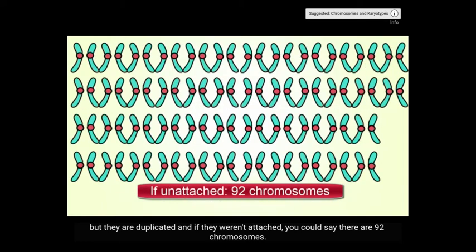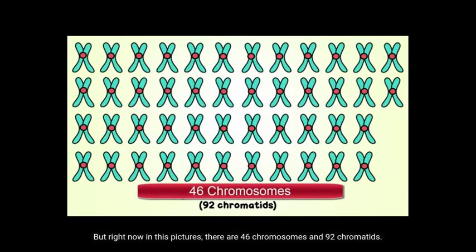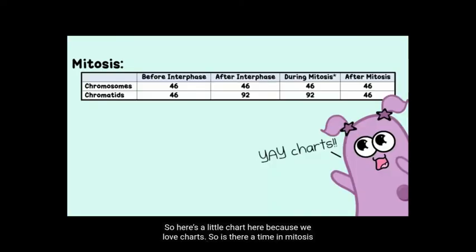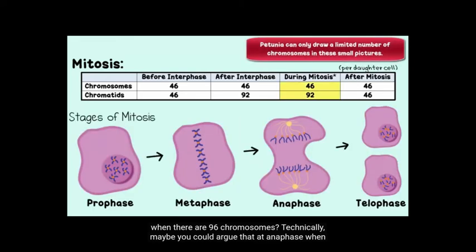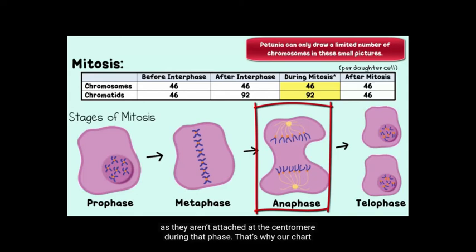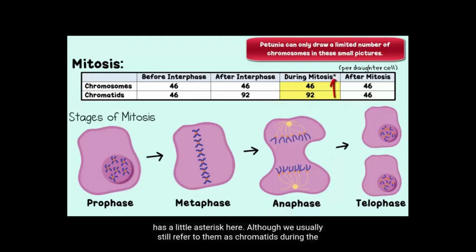And if they weren't attached like this, I mean, technically you could say there were 92 chromosomes. But right now in this picture, there are 46 chromosomes and 92 chromatids. Here's a little chart here because I love charts. So is there a time in mitosis when there are 92 chromosomes? Well, technically, you could argue that at anaphase, when the sister chromatids are separating and they're no longer attached, you could see in this picture there could be 92 chromosomes because they're not attached during that one phase. And that's why our chart has a little asterisk here. Although we still usually refer to them as chromatids during this process of cell division.